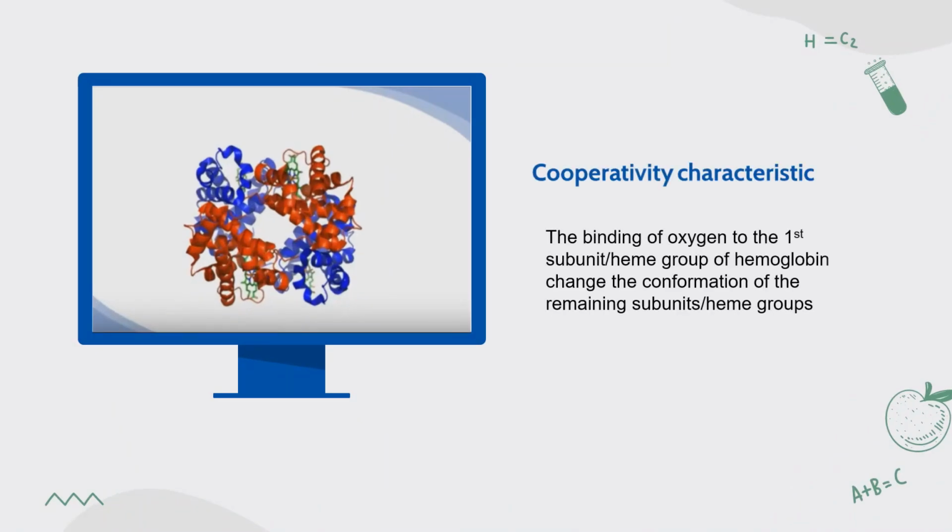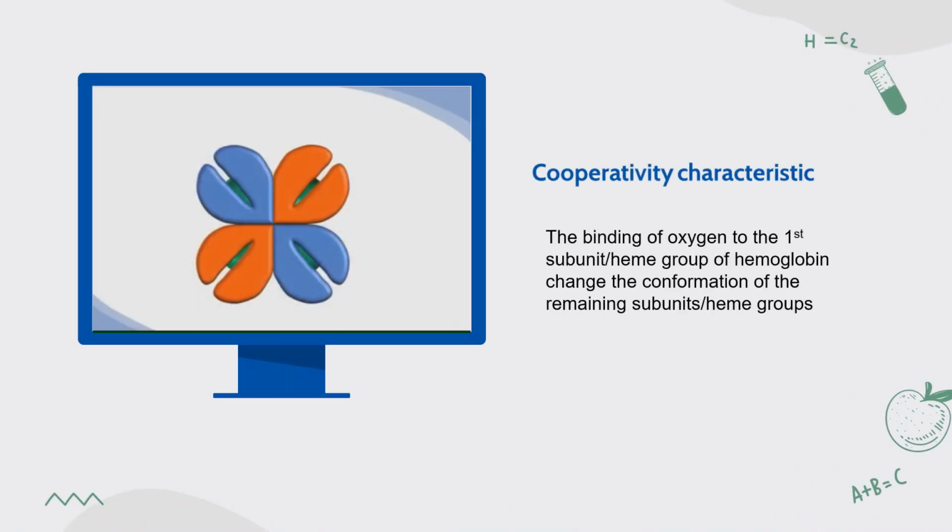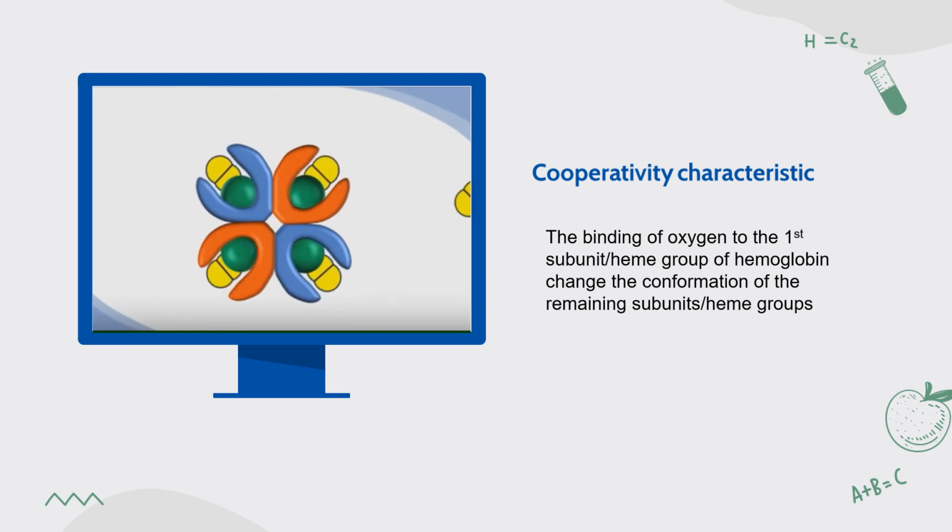The next characteristic for hemoglobin is that hemoglobin has cooperativity characteristic. As we can see in the video, the oxygen will bind to the first subunit or heme group of hemoglobin. It will change the conformation of the remaining subunits or heme groups. The change of the conformation will increase the affinity of O2. As a result, it forms more oxyhemoglobins.